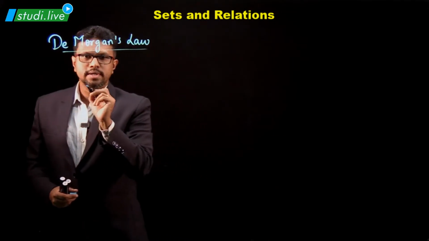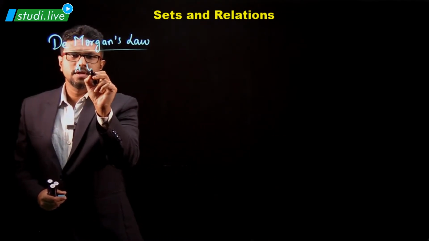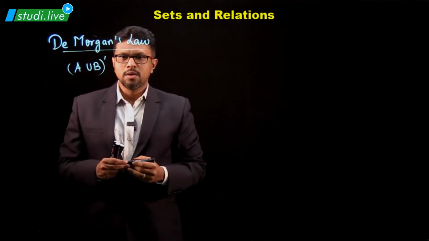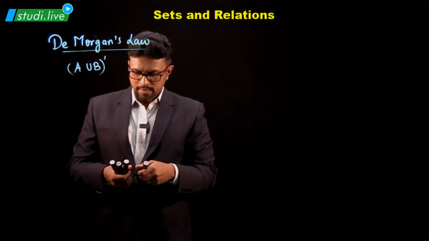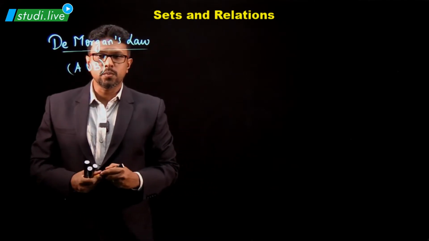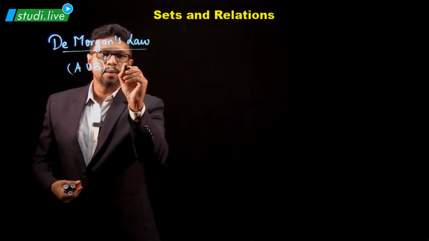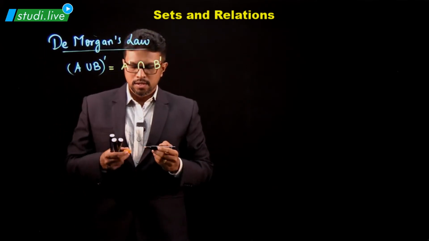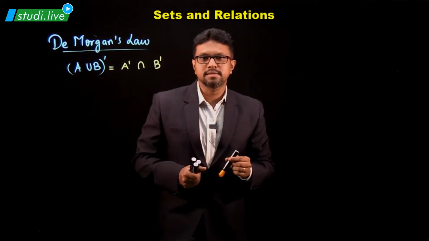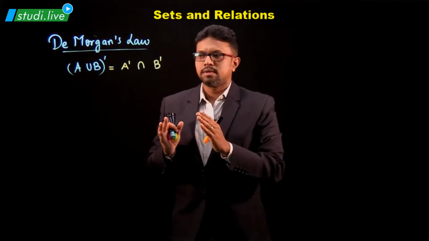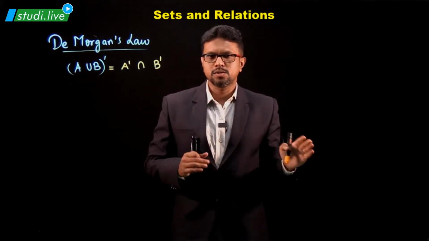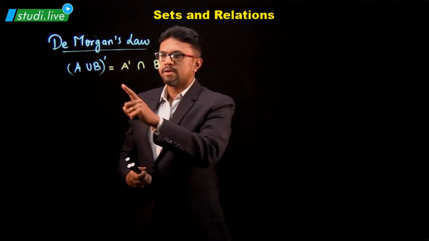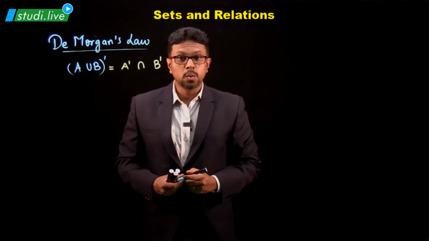Okay, so what is De Morgan's law? First of all, you have the A union B whole complement. What is A union B the whole complement equal to? It is equal to A complement intersection B complement. Complement means all the elements except for that set. Okay, so universal set minus that set. So let us first understand what is A union B the whole complement.